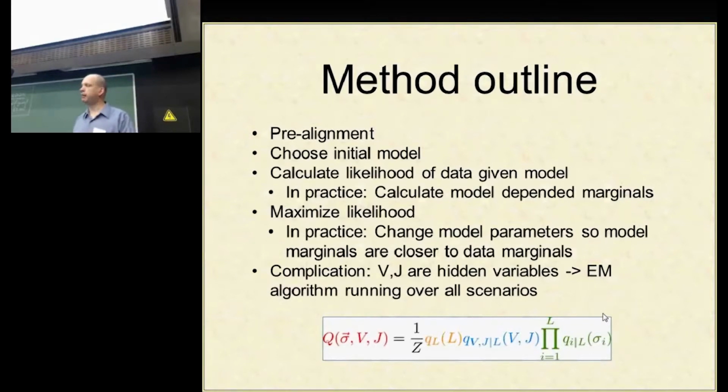In a sense, it's more complicated because we have hidden variables. As I told you, we don't know which V and J were used. We only have possibilities, so we have to run over different scenarios of V and J, using the EM algorithm, the expectation maximization algorithm, and thus learning the parameters one by one. And eventually, when this procedure converges, you have to check that you get a good model.